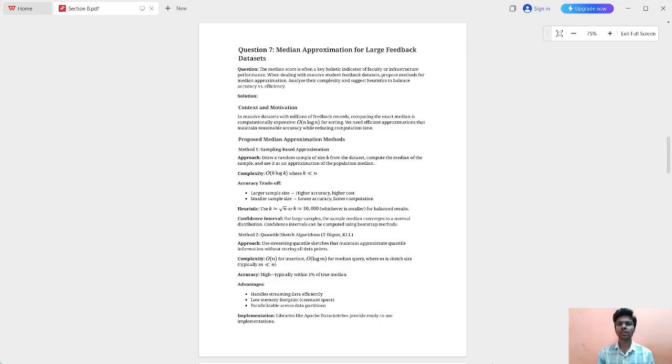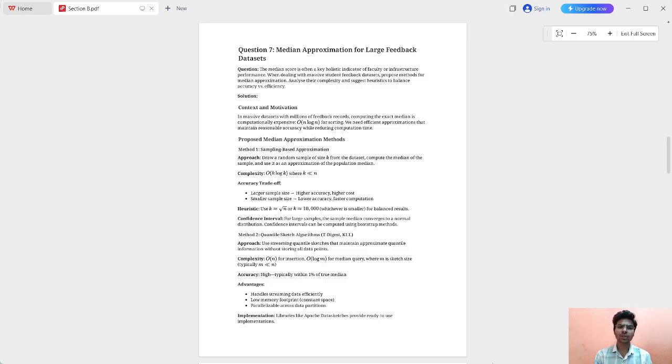Let's move on to the seventh question. Median approximation for large feedback datasets. The median score is often used as a key holistic indicator of faculty or infrastructure performance when dealing with massive student feedback datasets. Propose methods for median approximation, analyze their complexity, and suggest a hybrid approach to balance accuracy versus efficiency.